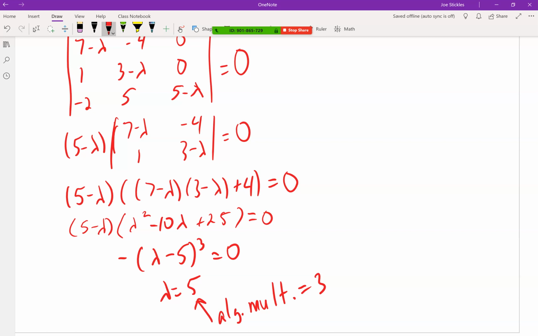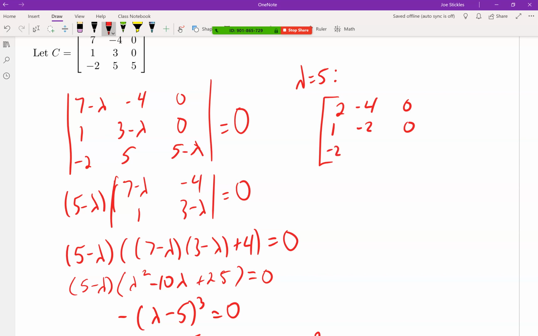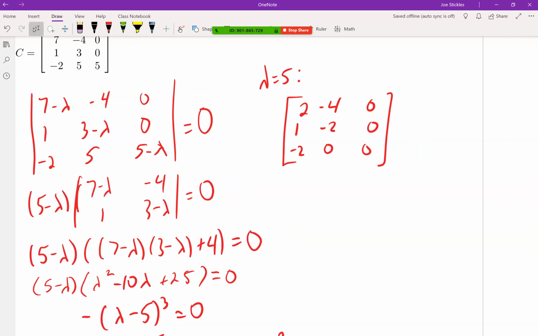All right, so if we go through the row reduction now, for your lambda equals 5, we would get 2, negative 4, 0. I would have 1, negative 2, 0. And I have, what, negative 2, 0, 0 here. Negative 2, 5, 0. Negative 2, 5, 0. Good grief. Oh, maybe I should just quit now.